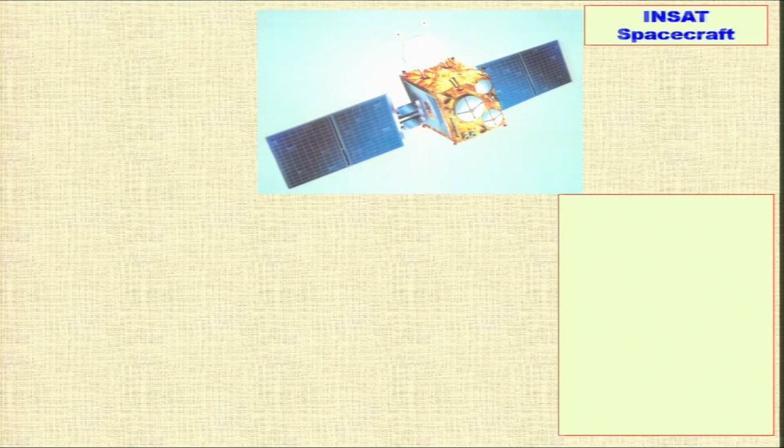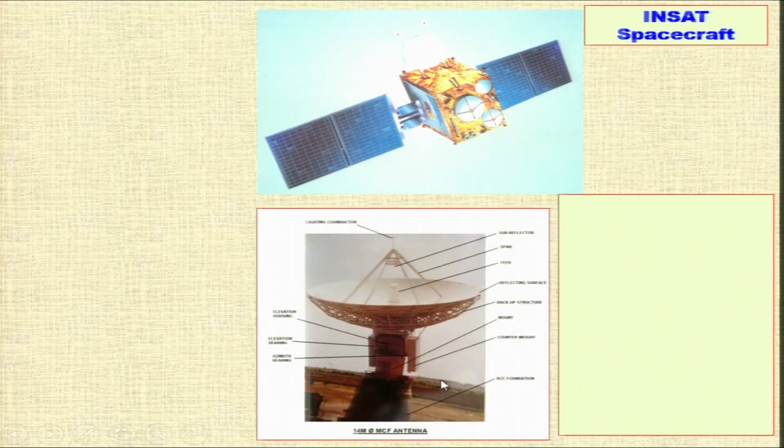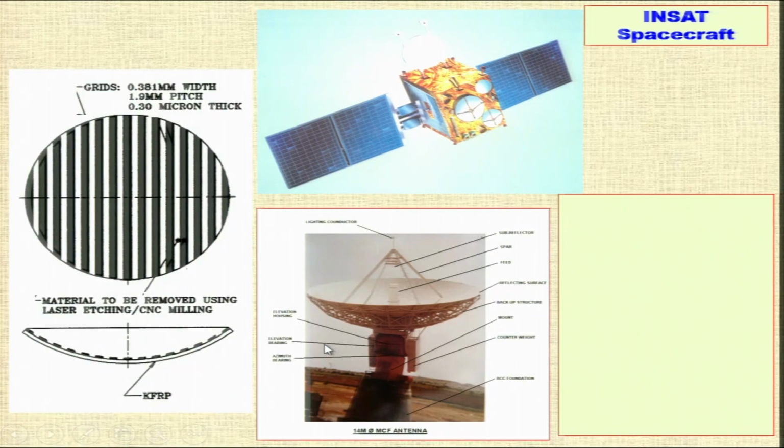I will show you some more examples. Inset spacecraft, where this particular process has been used. This is again an antenna, 14 meter diameter. This is another one, KFRP there, and then a metallic layer is there which has been gridded by this particular process. So material to be removed using laser etching, CNC milling.